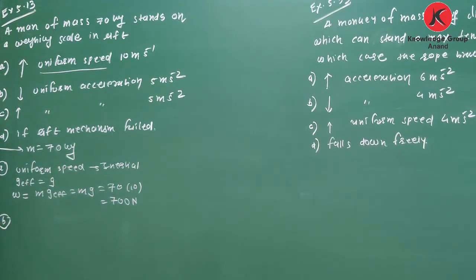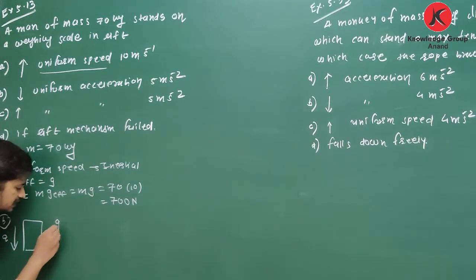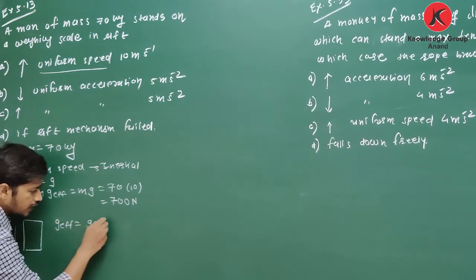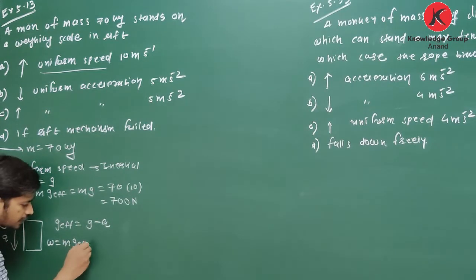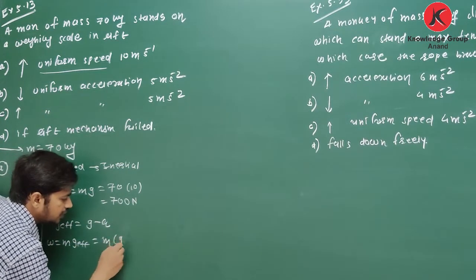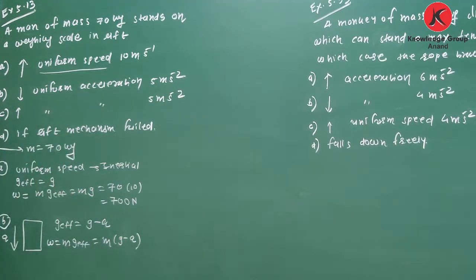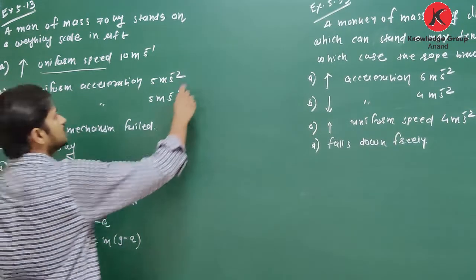Case 2. When it is moving downward with uniform acceleration. When the lift is moving with acceleration in downward direction, we know that it is a case of non-inertial frame of reference. In this case, G effective is equal to G minus A. So W is equal to M G effective, which is M into G minus A.